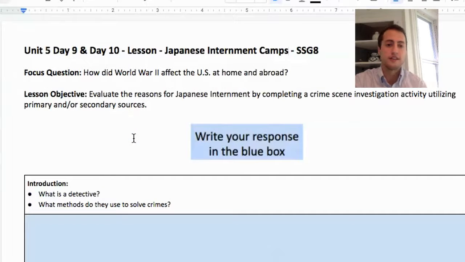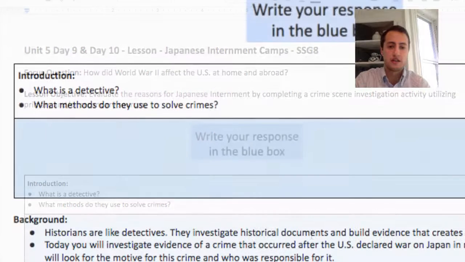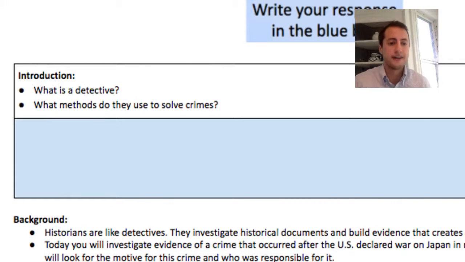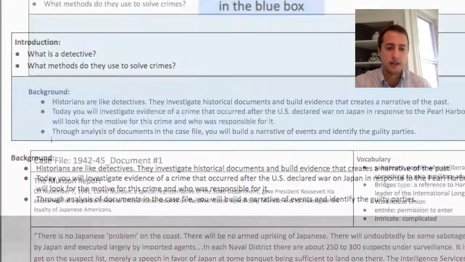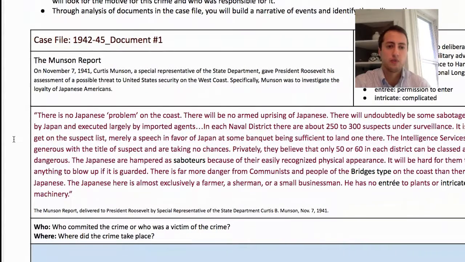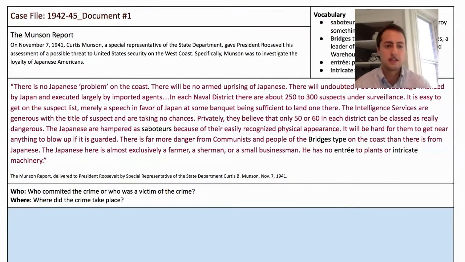Just like previous lessons, the focus question and lesson objective are included at the top, along with the directions that students need to write their responses in the blue boxes. It includes the hook: what is a detective? What methods do they use to solve crimes? That's all part of the introduction or model portion of the lesson. It gives them the directions and background of what they're going to be doing, and then the case file that they will be working on with you in the model. This is done with you, but it's their practice for what they're going to be doing on their own. So they're looking for who and where.